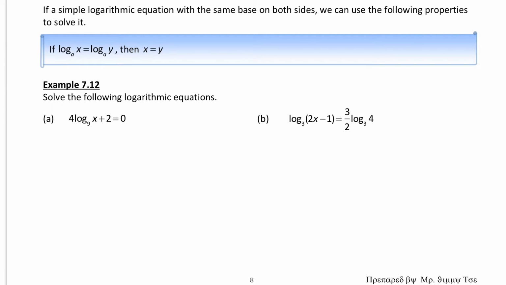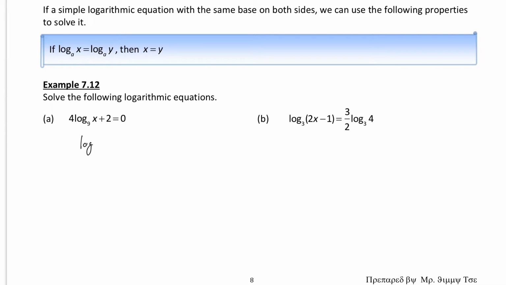Logarithmic function, part 3. In this video, I would like to introduce how to solve logarithmic equations. Let's see example 7.12, part A: 4 log x with base 9 plus 2 is equal to 0. How to solve it? By observation, we have one logarithmic function, log x with base 9 only. Then, in general, I will use the definition of logarithmic function to solve it.